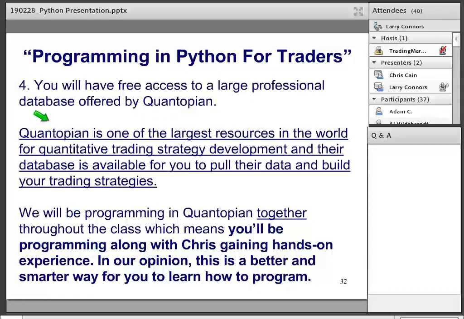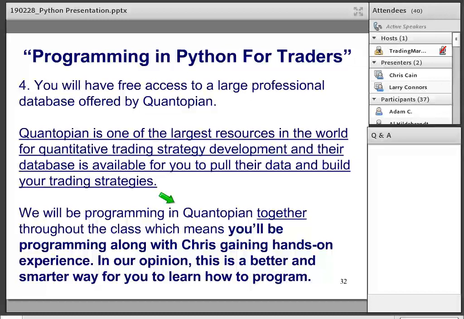Number 4, you're going to have free access to a large professional database that's offered by Quantopian. Okay, so Quantopian is one of the largest resources in the world for quantitative trading strategy development, and their database is available for you to put their data and build your trading strategies. We're going to be programming in Quantopian together throughout the class, and what that means is you're going to be programming along with Chris, gaining hands-on experience.